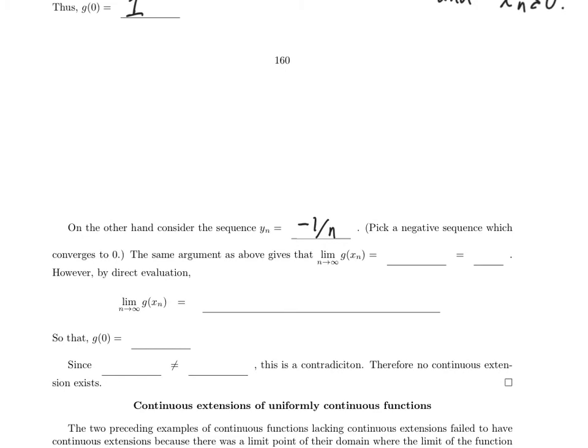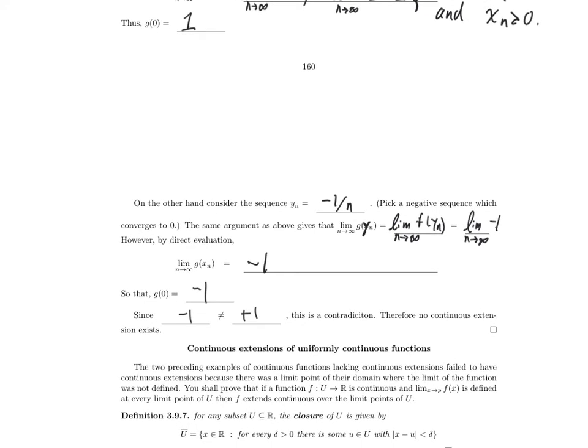The same argument above gives us that the limit as n goes to infinity of g of y sub n should be the same thing as the limit as n goes to infinity. Oh, that x sub n should be a y sub n, shouldn't it? Of f of y sub n, which is the limit as n goes to infinity of -1. But by direct evaluation then, the limit as n goes to infinity of g of y sub n is going to be -1. So that means that g of 0 has to be -1. Oh wait, but -1 is not equal to +1, so that's a contradiction, so no such continuous extension exists.